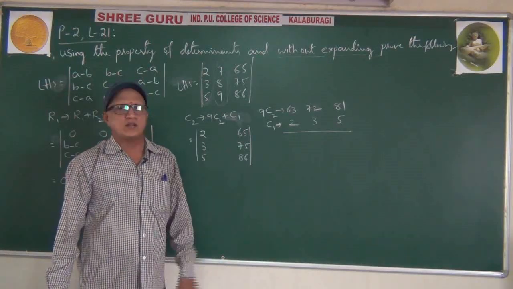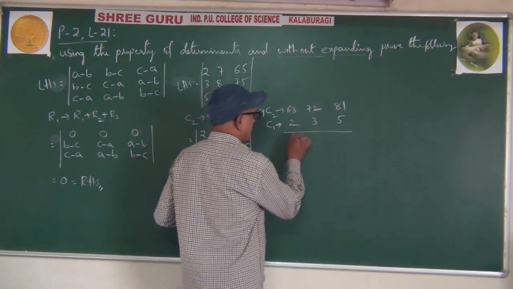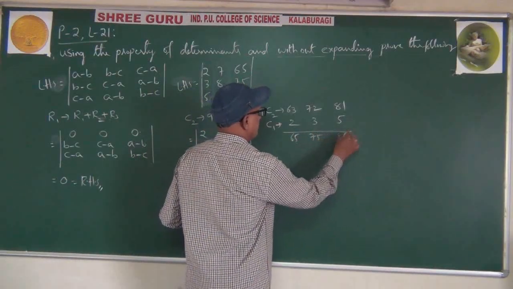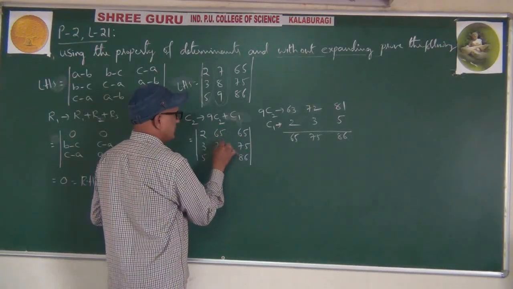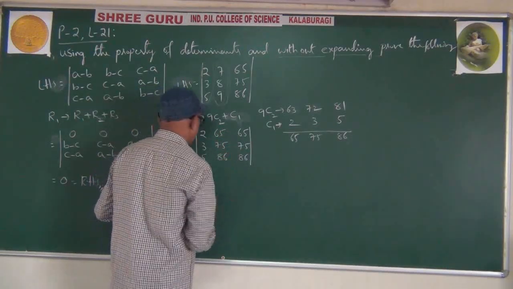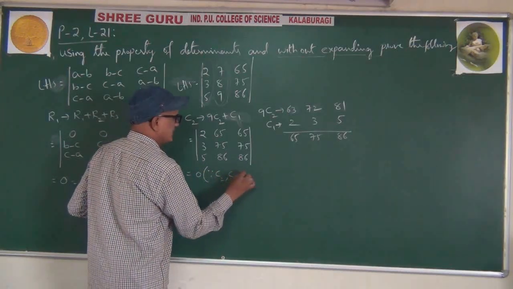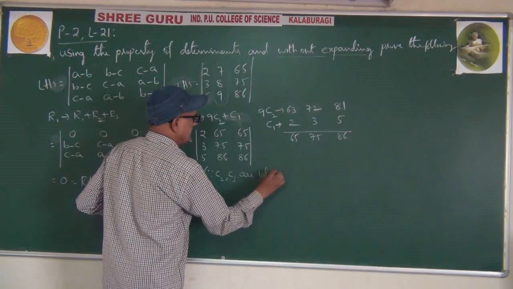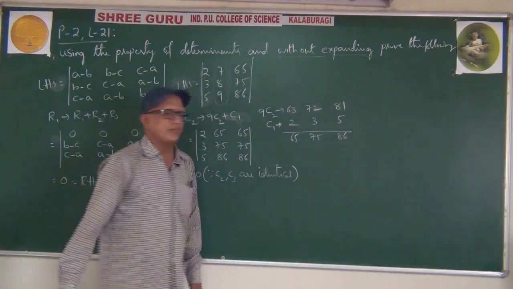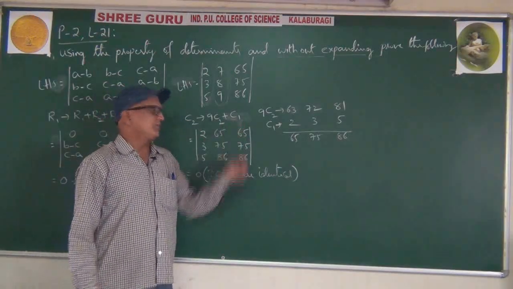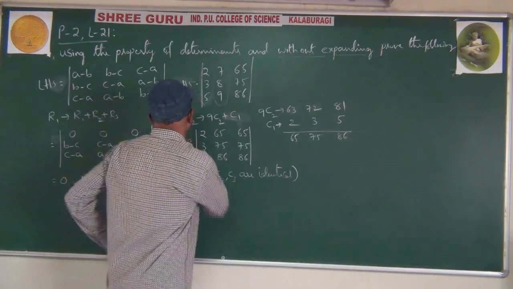Why are we not subtracting this? There is no use of subtraction. So 65, 75, 86. The answer is 0 since C2 and C3 are identical. Identical in the sense of same. The second column and third column both are the same.